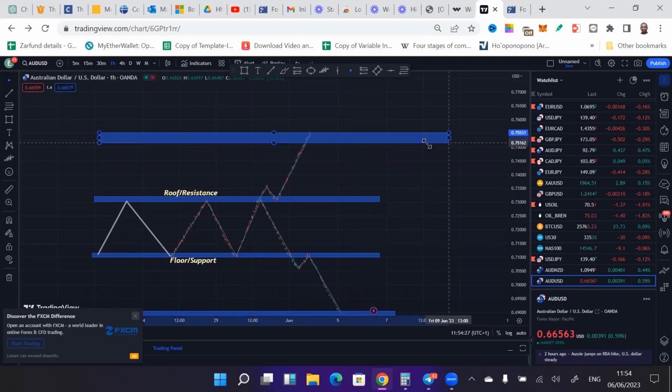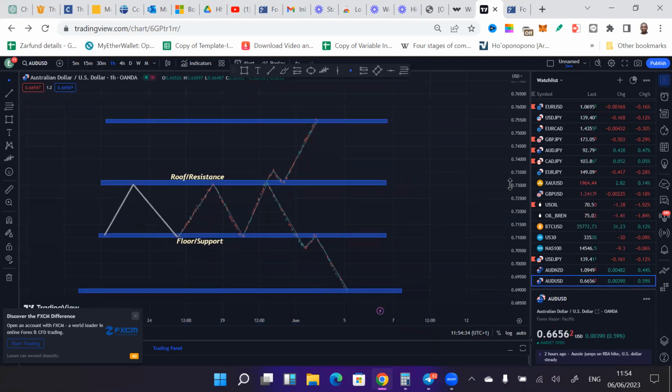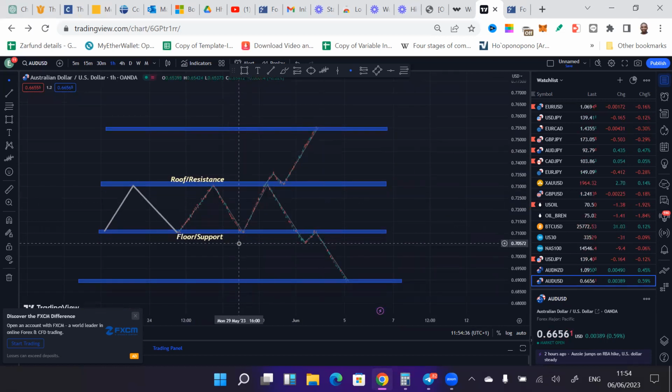So this is the only caveat when it comes to support and resistance. We would have just said to you, anytime price gets to a support, buy is guaranteed. When price gets to a roof, sell, guaranteed. When price gets to a floor, buy, guaranteed. Now, the only thing that removes that guarantee is the fact that there are times where this will be broken.